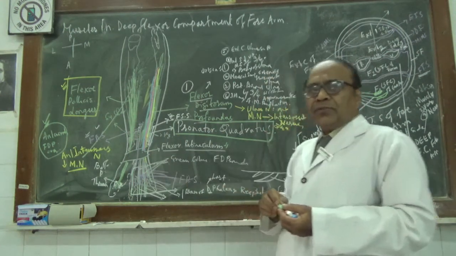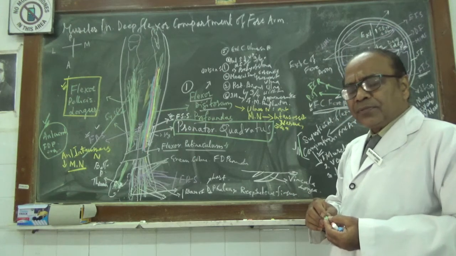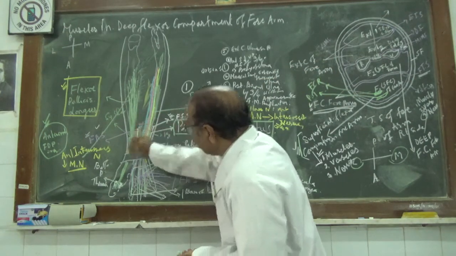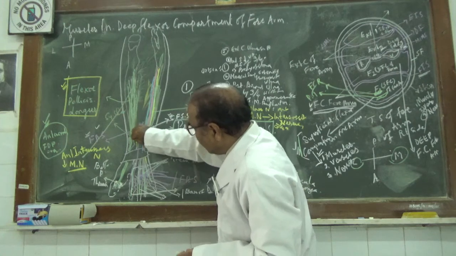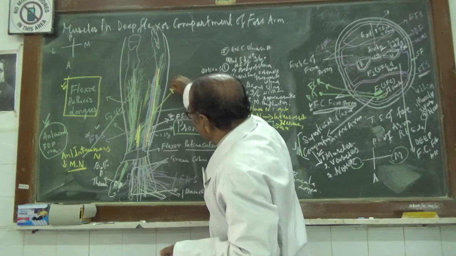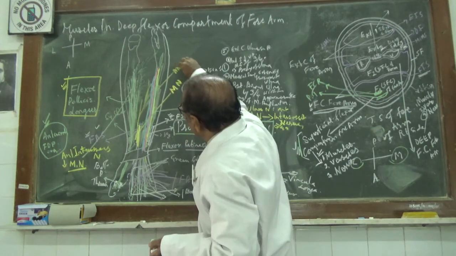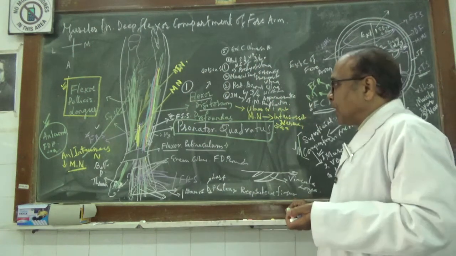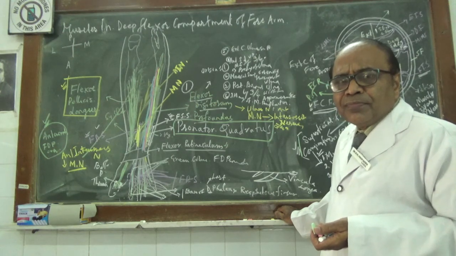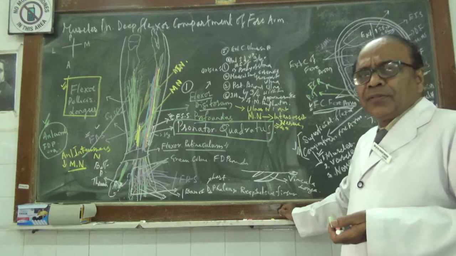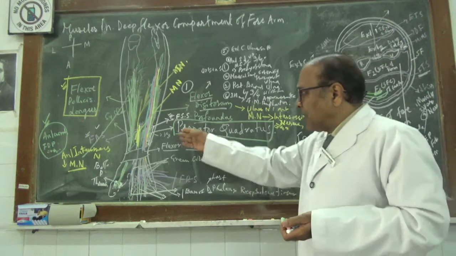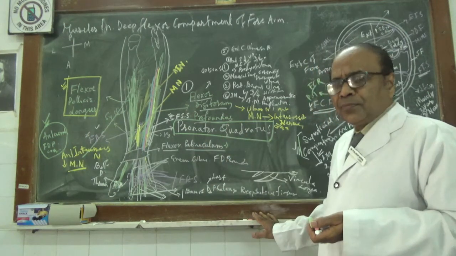Apart from that, laterally it is related to the radial artery, radial veins, median nerve, anterior interosseous nerve, this is the anterior interosseous nerve, anterior interosseous artery, median artery, median veins, anterior interosseous arteries, then ulnar artery, ulnar nerve, ulnar veins.